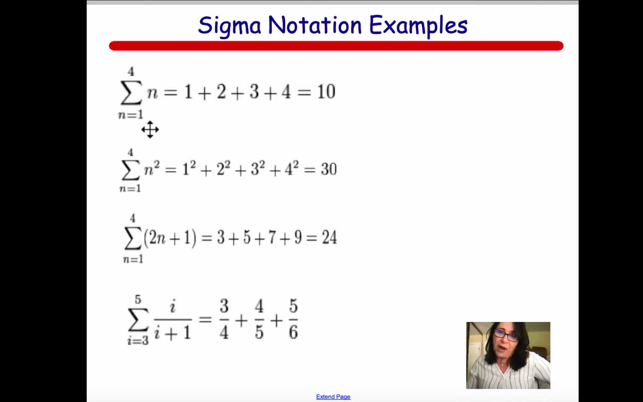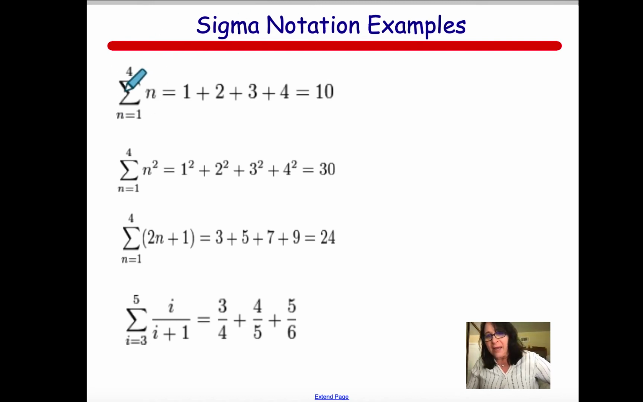So this says find the sum of the first 4 terms using n. n is my value here that I would plug in. So this is like the first example, but instead of going to 5, we're going to 4. So 1 plus 2 plus 3 plus 4, and that's 10. This one right here is saying find the values from 1 to 4 of n squared. So that'd be 1 squared plus 2 squared plus 3 squared plus 4 squared. That's 30.